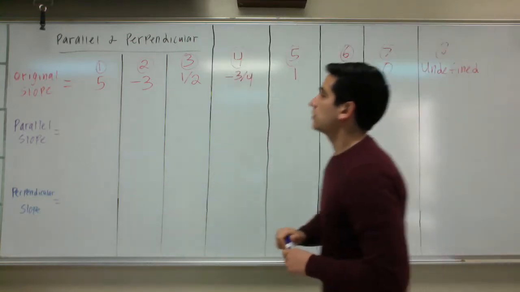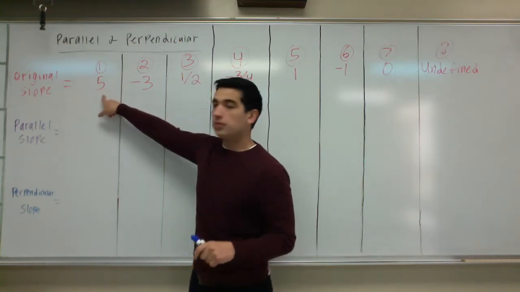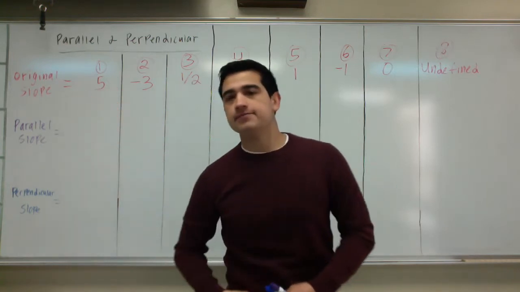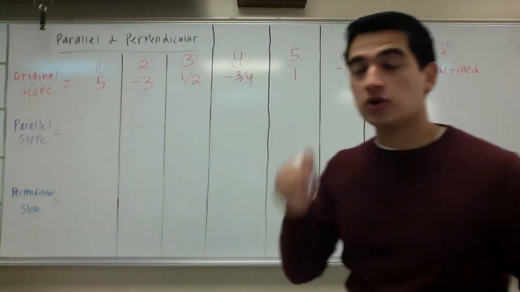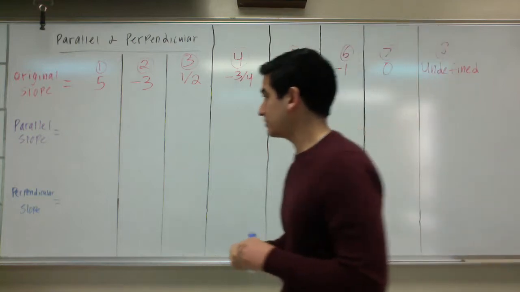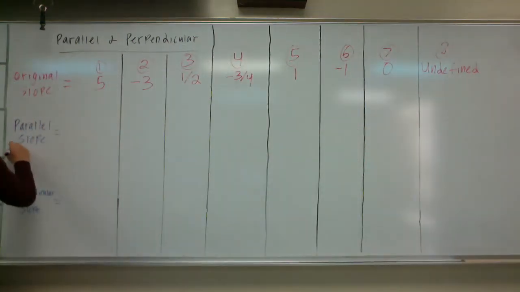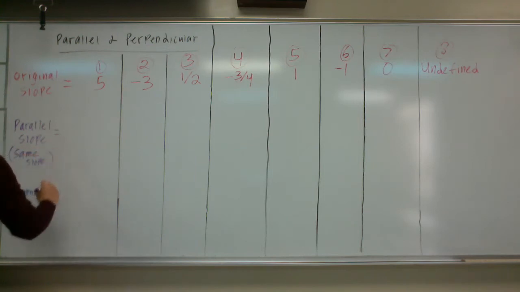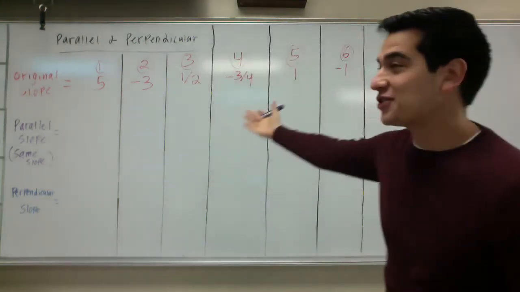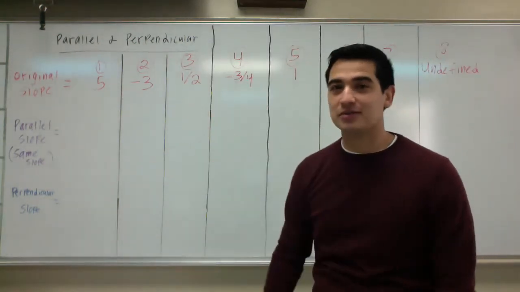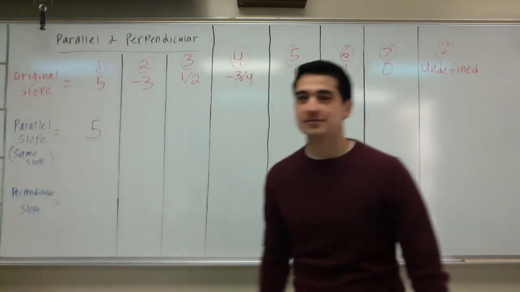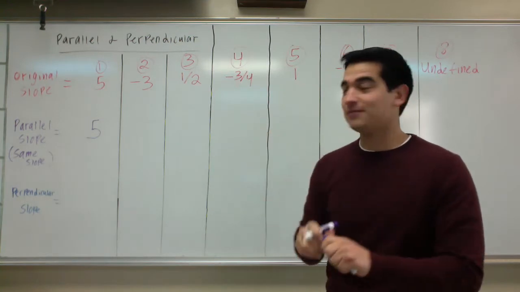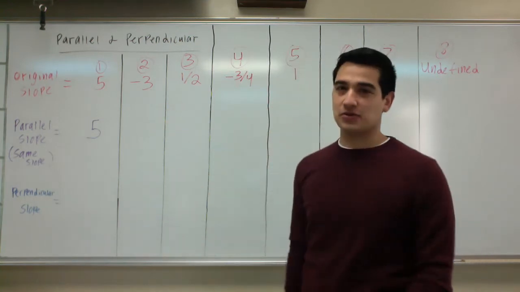Number 1, my original slope is 5. So my m is 5, right? When we want to find the slope that's parallel, it's really easy. Same slope. If my original slope is 5, my parallel slope is going to be 5. It's that easy for parallel. For parallel, it's the same slope.